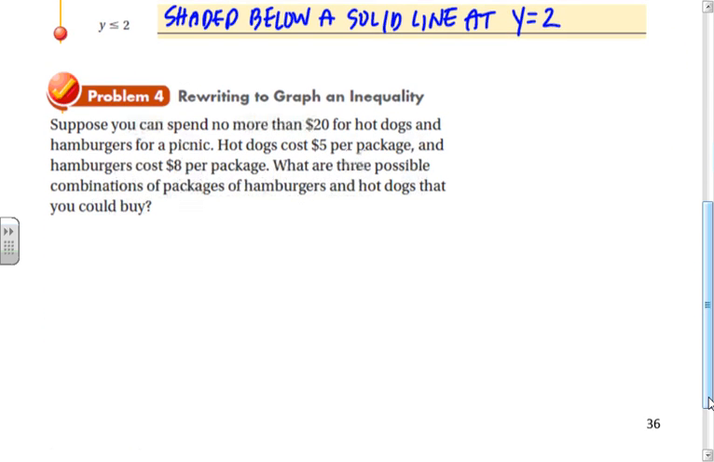All right, so suppose you could spend no more than $20 for hot dogs and hamburgers for a picnic. Hot dogs cost $5 per package and hamburgers cost $8 per package. What are 3 possible combinations of packages of hamburgers and hot dogs that you could buy? Well, I'm going to create a graph to help you see this. If we let x equal the number of packages of hot dogs we buy, then 5 times x is how much they cost. And if we let y equal the number of packages of hamburgers we buy, well, we have $20 to spend, so the amount we spend on hamburgers and hot dogs has to be less than or equal to 20. So I'm going to create a graph for this.